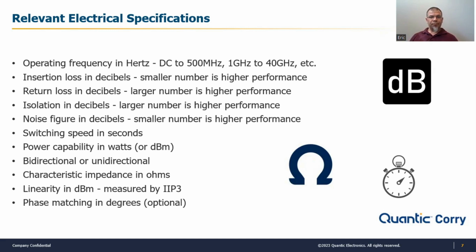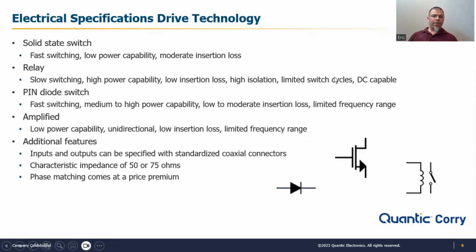Wow, well, that's quite a number of specifications. How do all of these impact technology decisions then? So really all of those specs drive the technology that is chosen to construct the matrix out of. What building blocks, what ingredients does that switch matrix need to contain in order to satisfy all the customer requirements, i.e. electrical specifications.